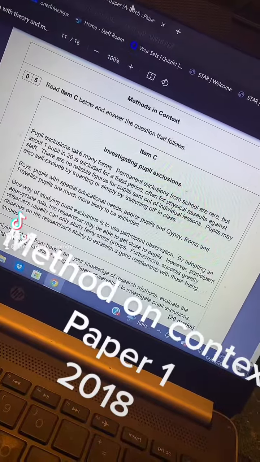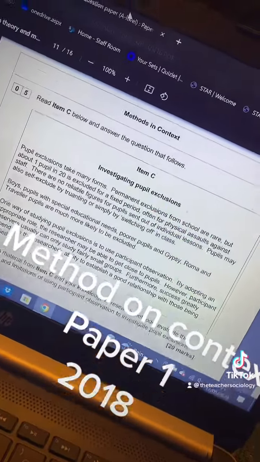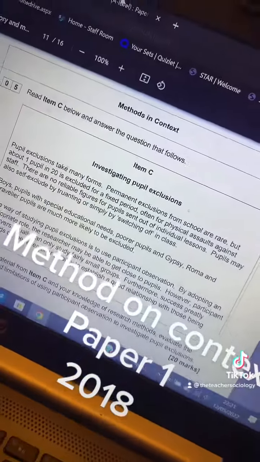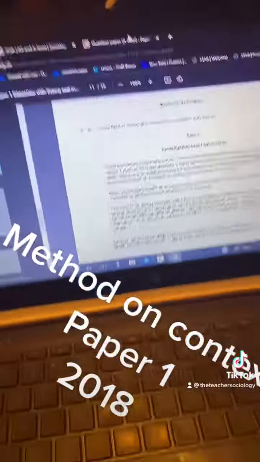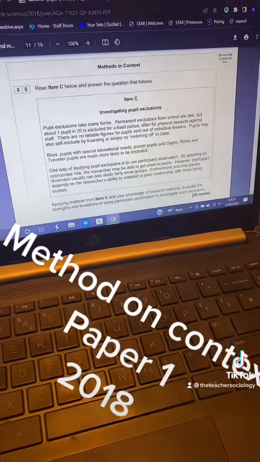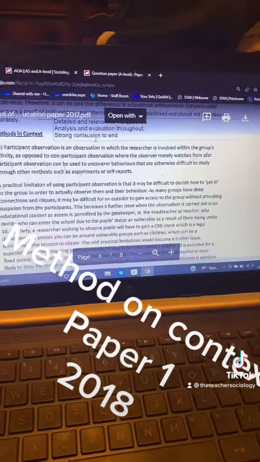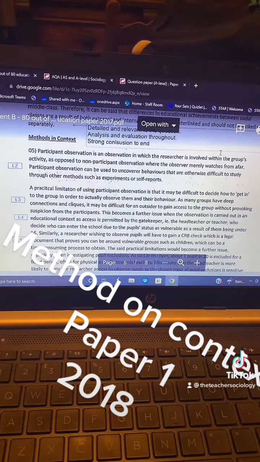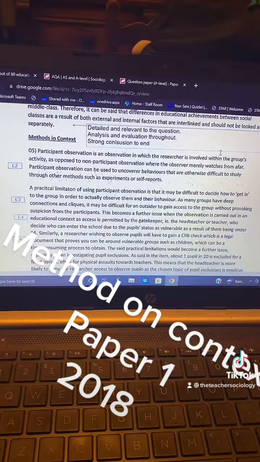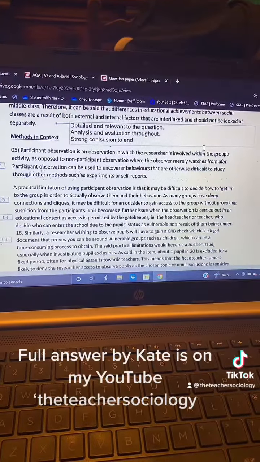We're going to investigate this method in context from 2018 with investigating pupil exclusions whilst using participant observation. We are going to check out a student answer, and this answer got 20 out of 20 on this paper. Okay, so we're using the answer from Kate, and you can see the full answer on my YouTube channel, the Teacher Sociology, if you want to check it out.